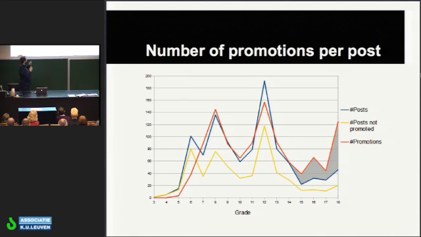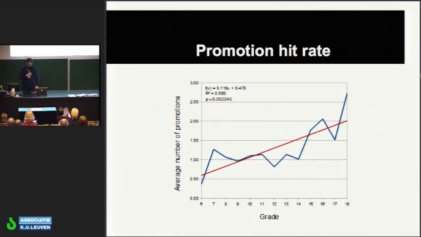However, as you go for higher quality, you have this shaded area here, which is the difference between the number of posts and the number of promotions. Once you get into the high quality area, the number of promotions just skyrocket. People are actually promoting each of the high quality posts a lot more frequently than they're promoting lower quality posts. This is the hit rate I was talking about. So the higher quality posts were more likely to get promoted than lower quality posts.